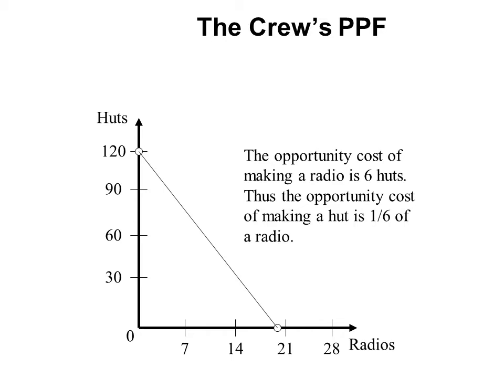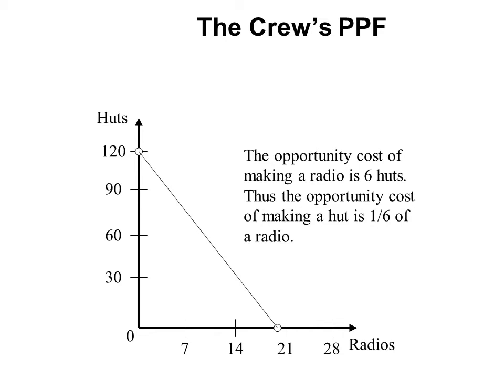If the crew never considers specialization and trade, they will produce some combination of huts and radios and therefore pick one point along their curve, which represents the mix or the allocatively efficient point, the combination of output which maximizes their happiness or satisfaction. Remember, that's a normative decision.